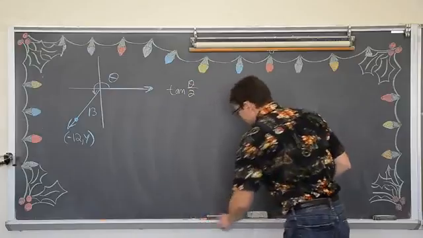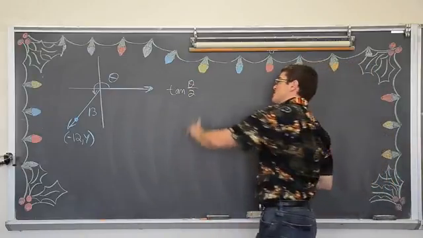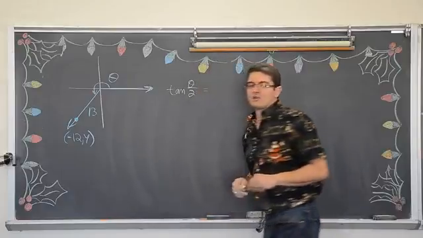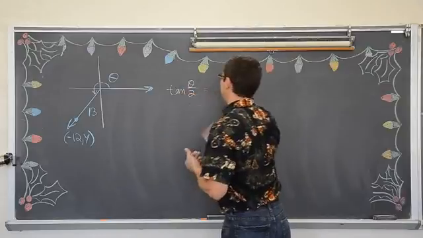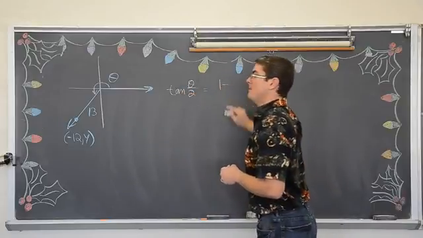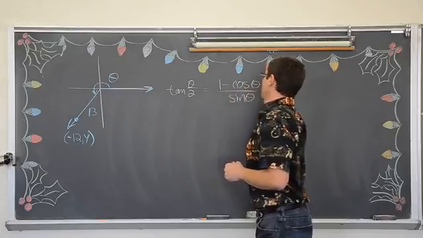Okay, well, what do I need? If I want to figure out what the tangent of theta over 2 is, and picking the easiest of the three choices, in my opinion, tangent of theta over 2 equals 1 minus the cosine of theta over the sine of theta.